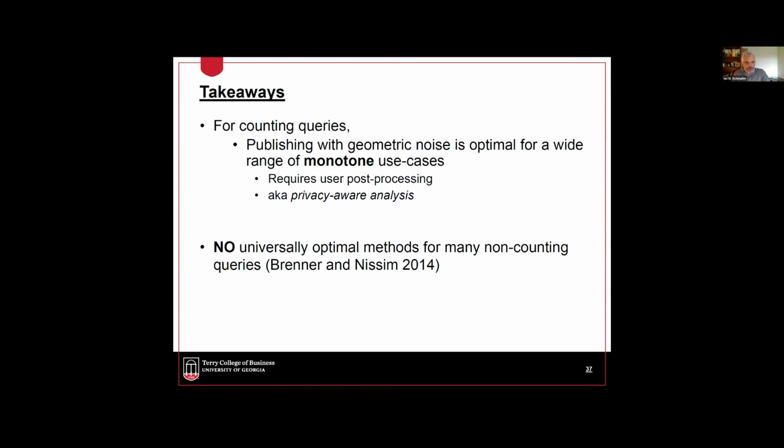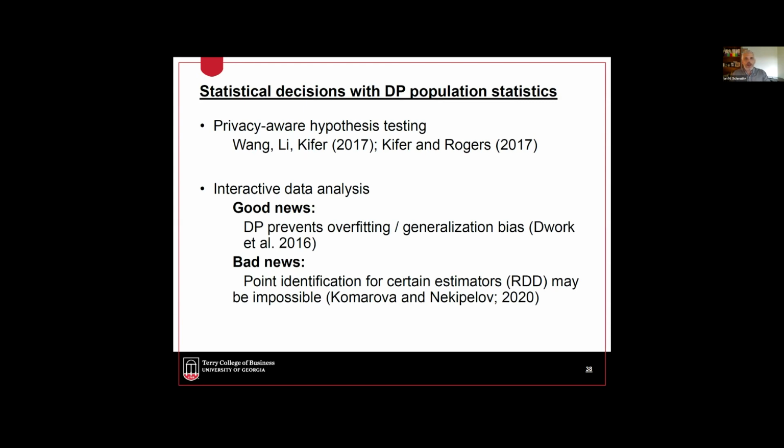There's more bad news in that there are no universally optimal methods for many non-counting queries. There's a series of impossibility results in a paper by Brenner and Nissim in 2014 that essentially show that in cases where you're considering decisions based on multiple counting queries or other types of queries, it's no longer possible to develop universally optimal methods.